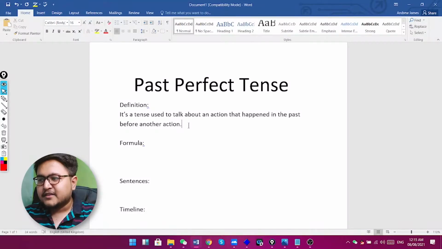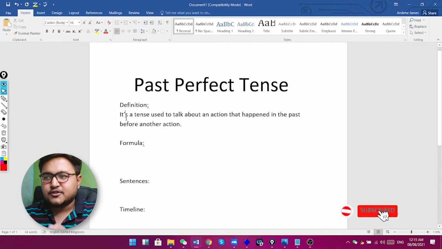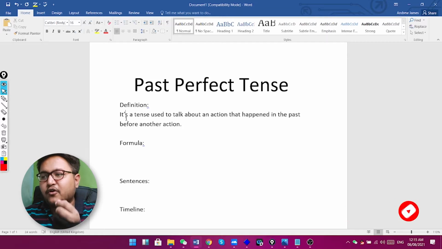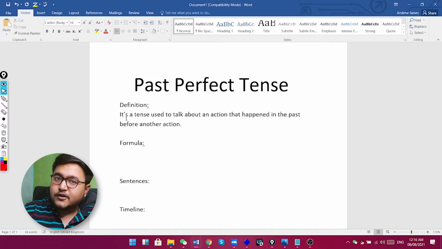Okay, so to understand this tense, let's go to my screen and check what it means. Now you can see on the screen that we have a definition, and the definition says it's a tense used to talk about an action which happened in the past before another action. Okay, so whenever you talk about any action that basically happened in the past before another action happened, there we will use past perfect tense.